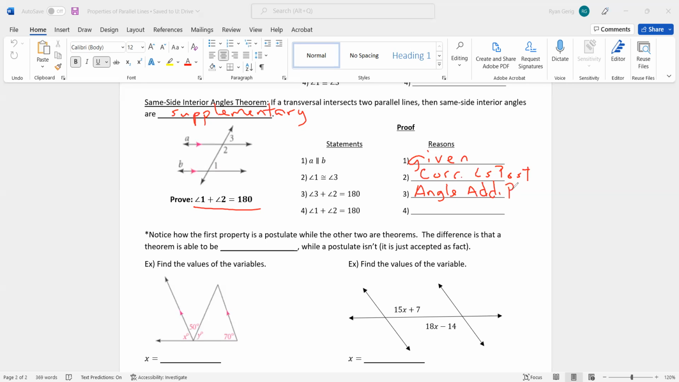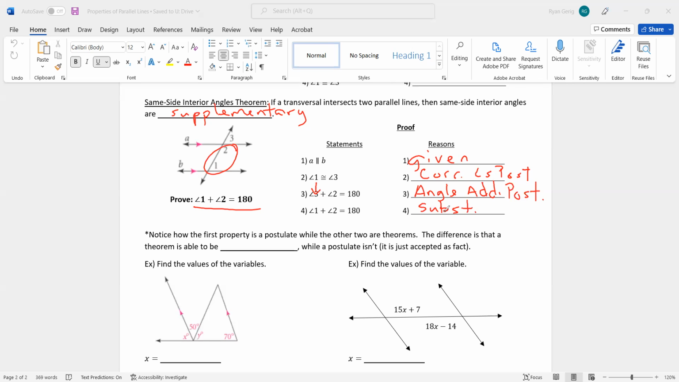Okay, which says that if I have a line, which I do, angles 2 and 3 make a line. They're adjacent and they form a line. It means they add up to 180. Well, if I replace, since 1 and 3 are congruent, I can put 1 in place of 3. And that would give me 1 plus 2 is 180. And that is a substitution. And now I've just proven that the two same side interior angles will always add to 180.